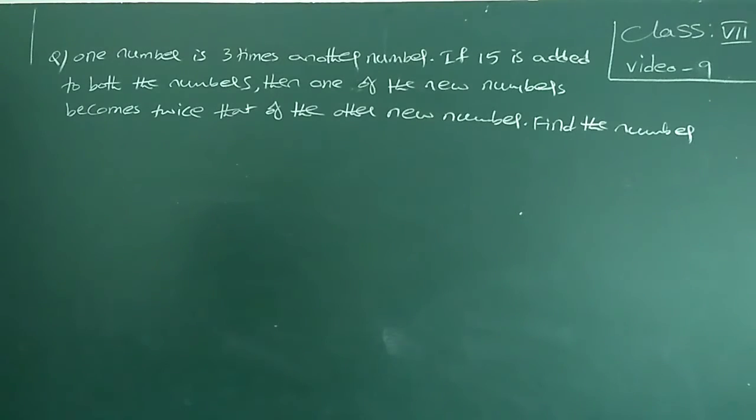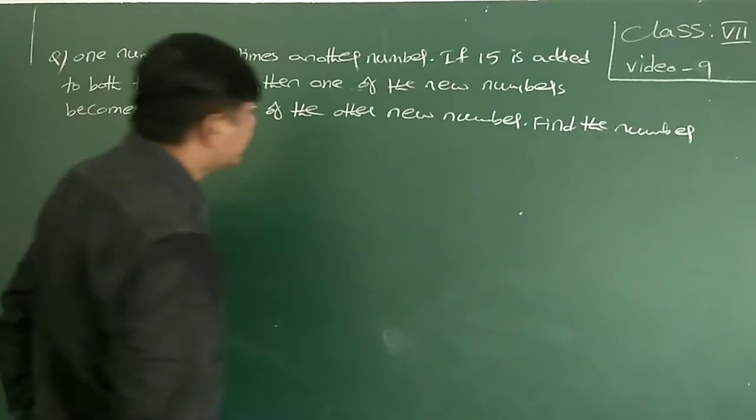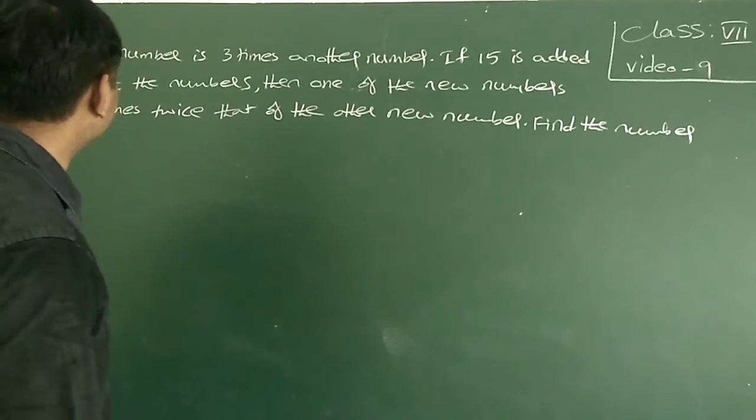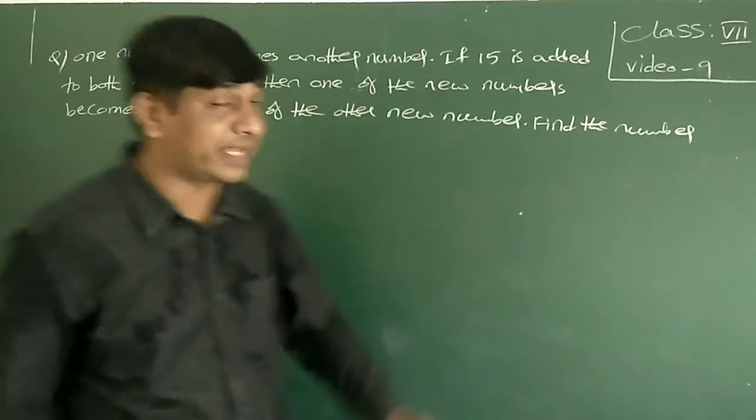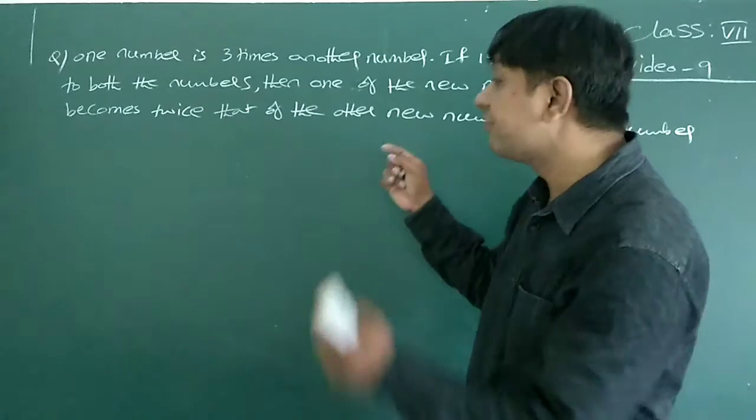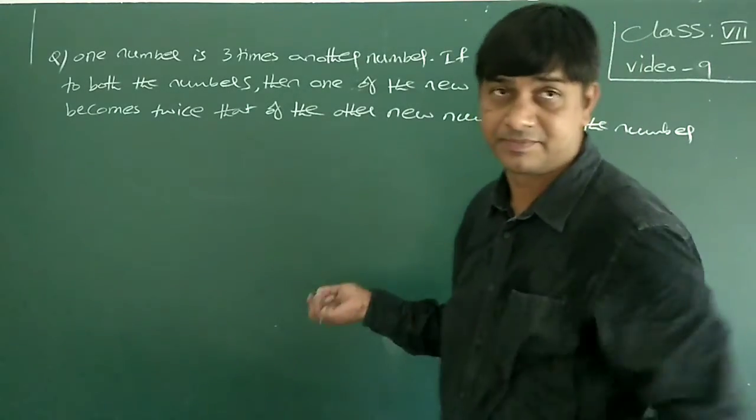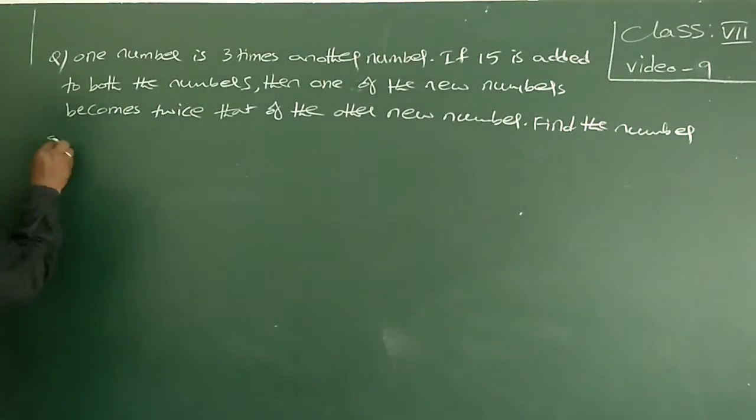If one number is 3 times the other number, and 15 is added to both numbers, then one of the new numbers is twice the other number. There again, one more concept you have to understand: which number is larger and which number is smaller.